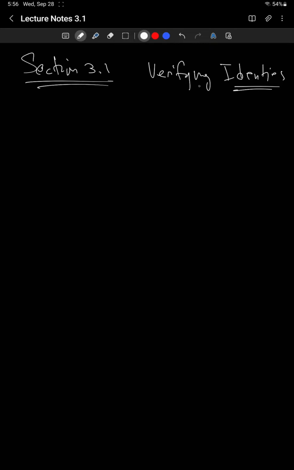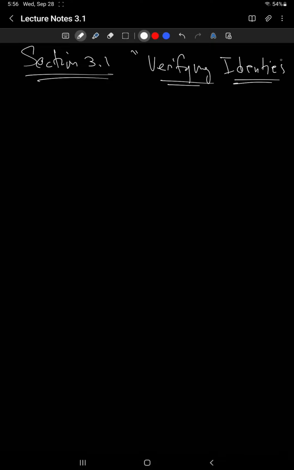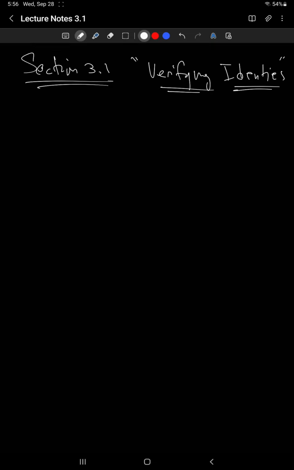This is something that we'll be doing over the next few weeks. We have learned a lot of identities regarding our trig functions, and we'll be learning more even this week. Every time we learn a new identity, we'll have problems having to do with verifying identities.